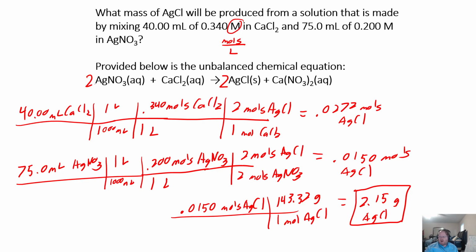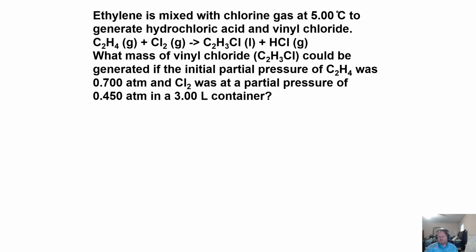Now, I've got one other example here. This one's a gas one now. Ethylene is mixed with chlorine gas at 5 degrees Celsius to generate hydrochloric acid and vinyl chloride. Here's a chemical equation. Make sure that's balanced. Got 2 chlorines. Oh, the hydrogens. 2 carbons, 4 hydrogens. Yep, that's a balanced chemical equation.